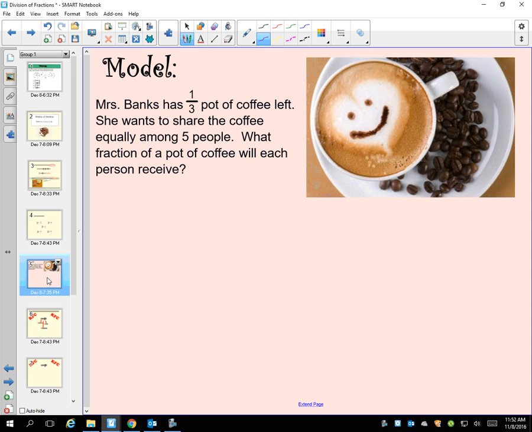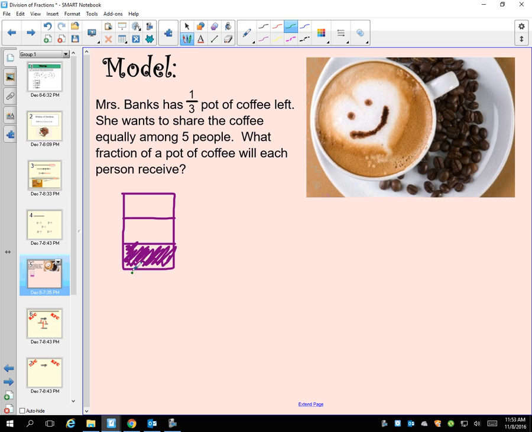Okay, let's take a look at a problem that we looked at yesterday when we were modeling division. So let's draw a picture first, and then we're going to solve this with numbers and a mathematical sentence. Mrs. Banks has a third of a pot of coffee left, and she wants to share the coffee equally among 5 people. What fraction of the pot of coffee will each person receive? So we have the pot of coffee, and we have 1/3 left. So we're going to draw this into thirds, and this is going to represent our coffee, 1/3 of a pot. That's all she has. She doesn't have the whole pot. She just has a third of the pot. And then she wants to divide that equally among 5 people.